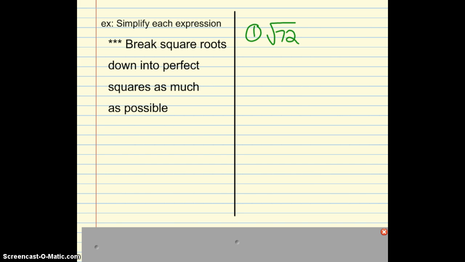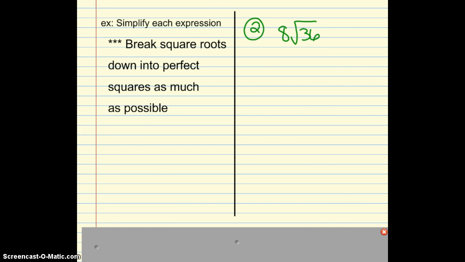We're going to simplify each expression, and the important thing to remember is that you're going to break your square roots down into perfect squares as much as possible. So your square root 72 is going to break into square root 36 and square root 2. And from there, our square root of 36 is 6, and square root 2 we can't break down any further, so that's just going to be root 2. And that's what our answer is going to look like.